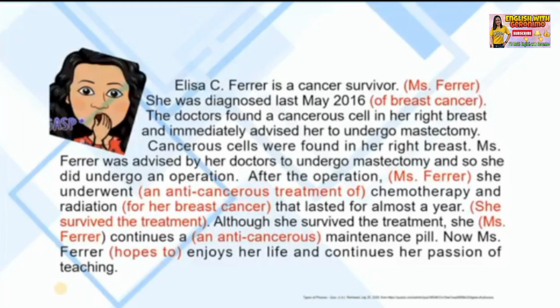After the operation, she underwent chemotherapy and radiation that lasted for almost a year. Although she survived the treatment, she continues a maintenance pill. Now, Ms. Ferrer enjoys her life and continues her passion of teaching.